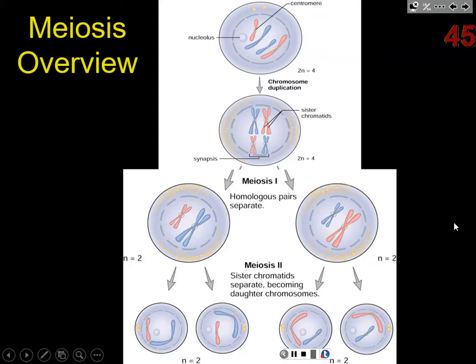Okay, so there it is again. Starting with a cell in G1, you have to replicate condensed chromosomes. Those go into meiosis 1, where your pairs separate. Each one of those goes into meiosis 2, where your sister chromatids separate.